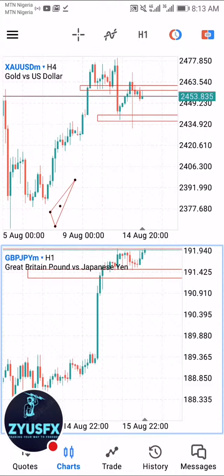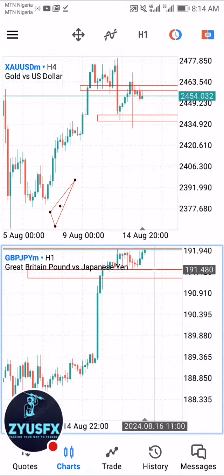As you can see, whenever price gets to the level, it leaves a weak rejection. See multiple weak rejections. So this is a strong level. This is a strong support level. Price is not supposed to break the level.